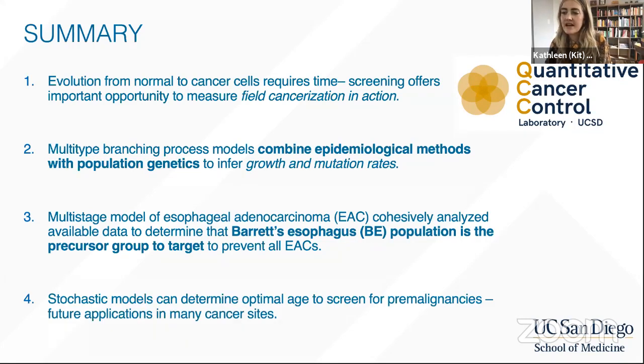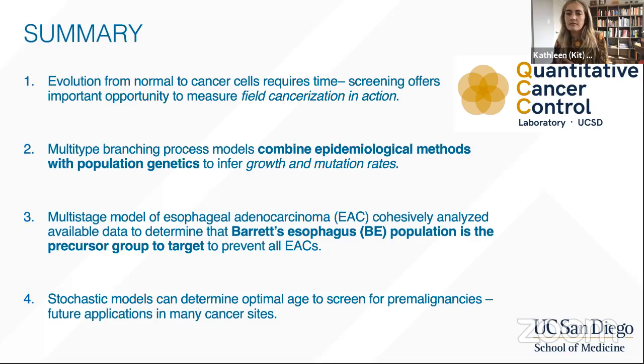Lastly, the stochastic models really give you the opportunity to derive the distribution of when you expect these windows of opportunity to happen, which can help you determine, in a pre-hoc kind of way, when the optimal age to screen for premalignancies could be.